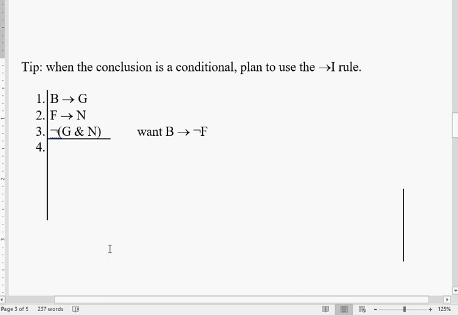Okay, what I'm going to do here is indent a little bit, and I'm going to assume B basically, and I'm going to say that I want not F. That sort of gives me a goal here.